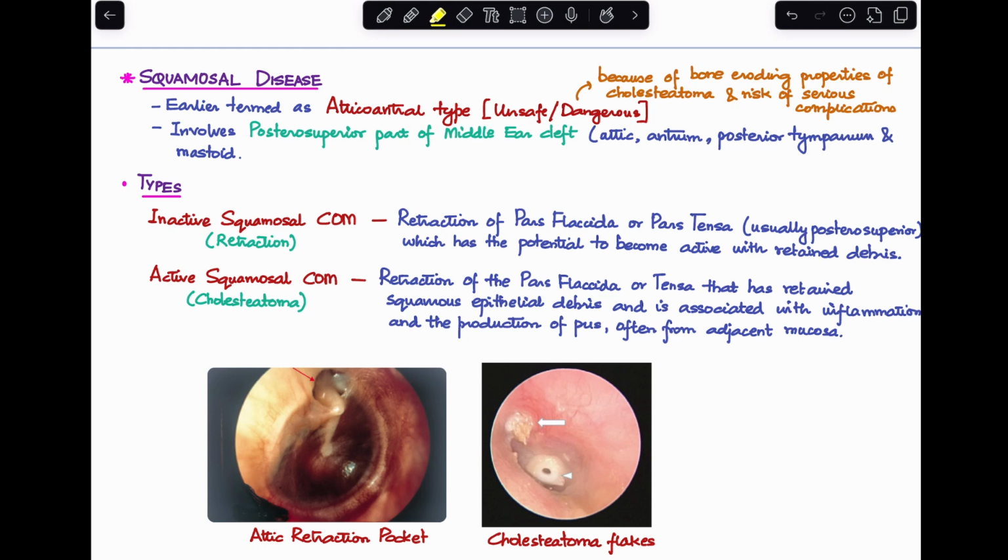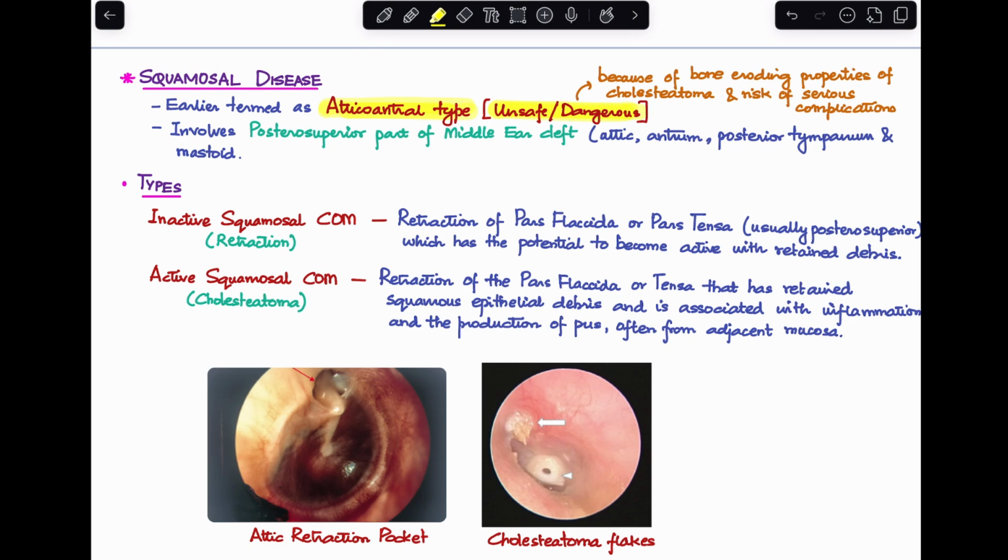This was the type that was earlier described as the Atticoantral type, also known as the unsafe or dangerous type. And why would it be called dangerous type? Because of the bone eroding properties of cholesteatoma that we see in this type, and there is a huge risk of serious complications developing. That is why this type used to be termed as the dangerous type of chronic otitis media.